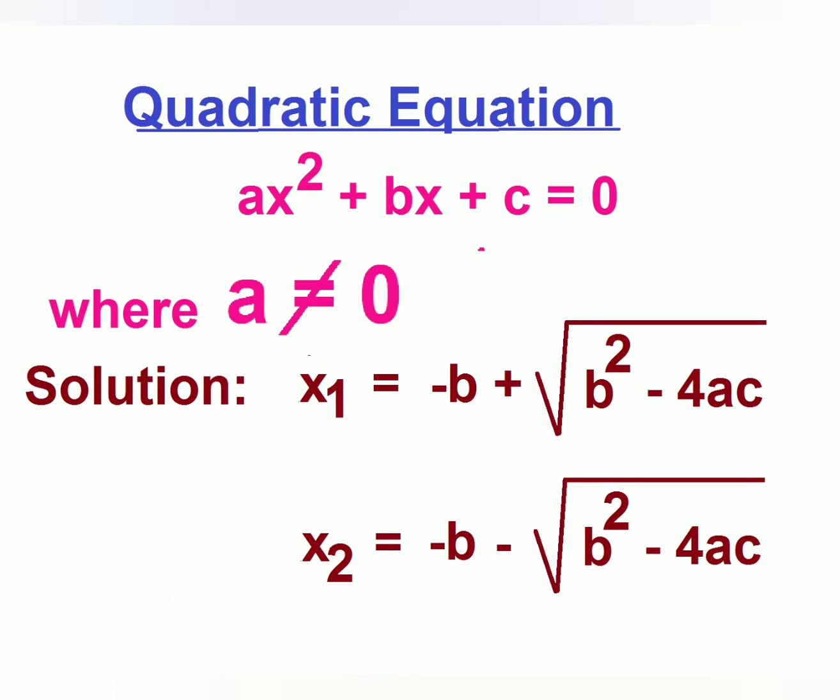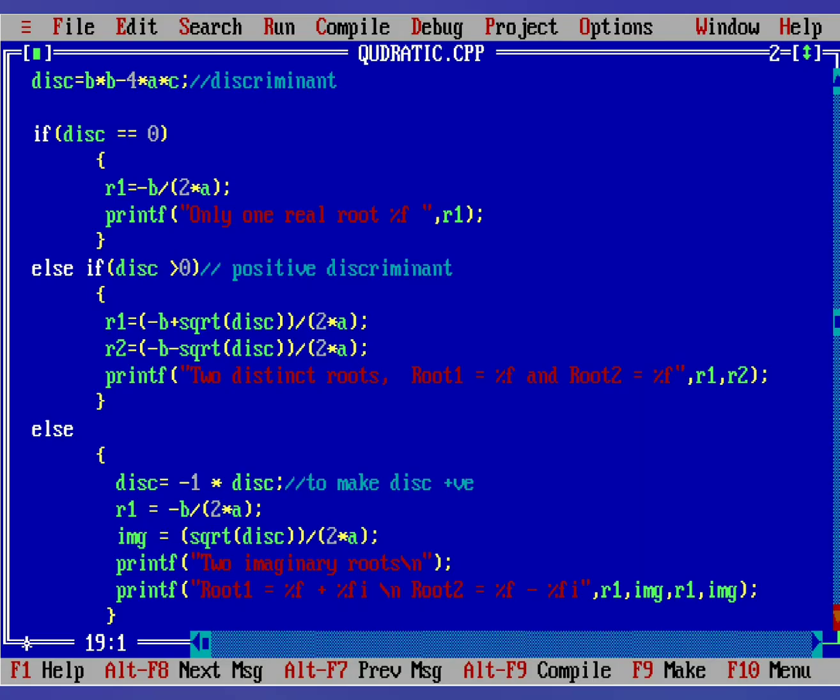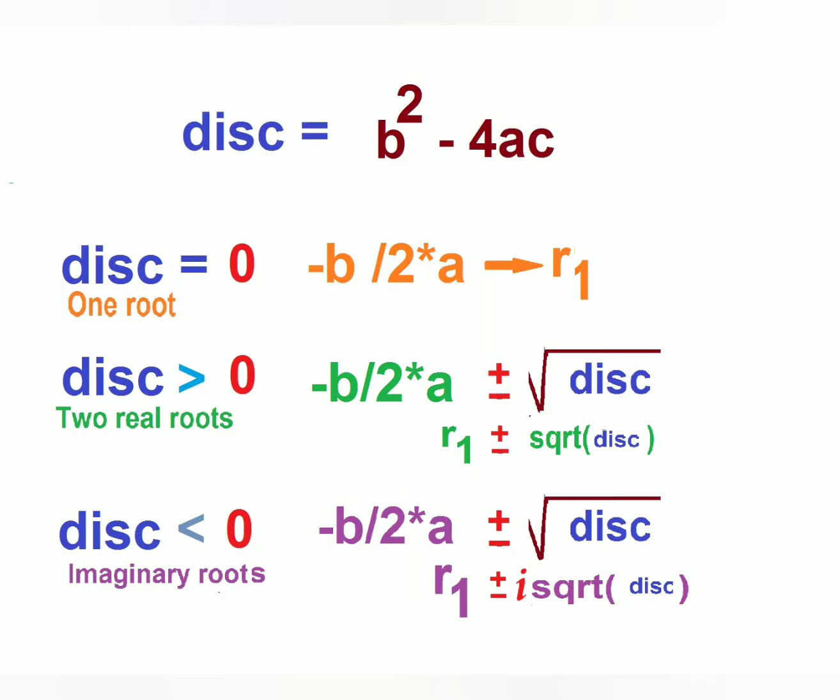If it is a quadratic equation, then we can find out the solution using the equations given, that is x1 and x2. We have to evaluate b square minus 4ac first, and that is stored in the variable disc. Now we can check the discriminant, that is disc, whether it is 0, greater than 0 or less than 0. If it is 0, the root is minus b by 2 into a. To check these various conditions, we used an if-else ladder. For all conditions, we have to evaluate minus b upon 2 into a, and it is stored in R1.